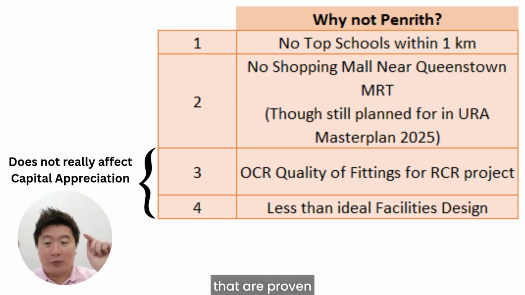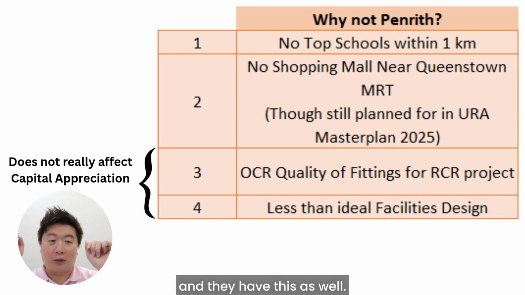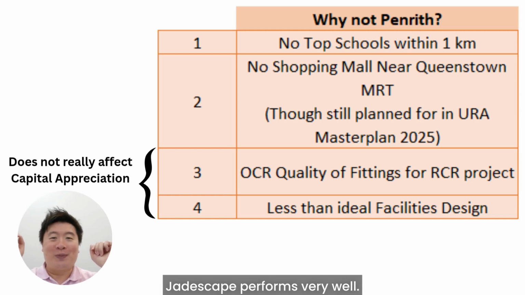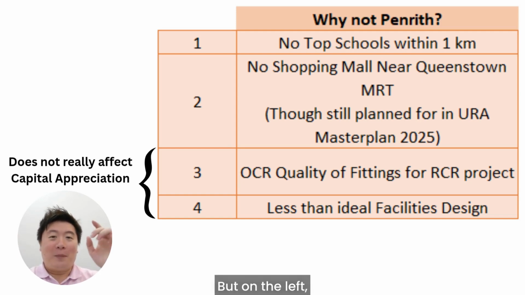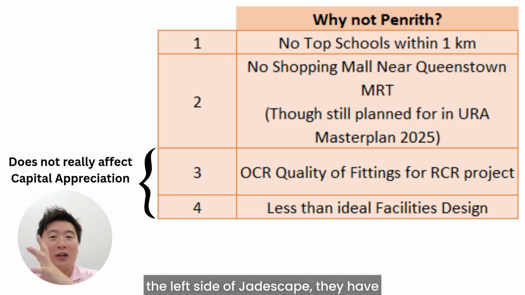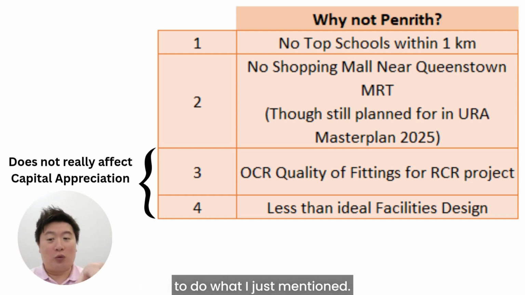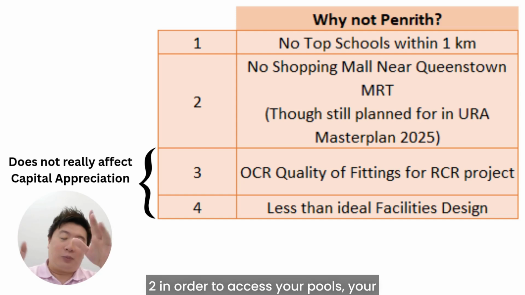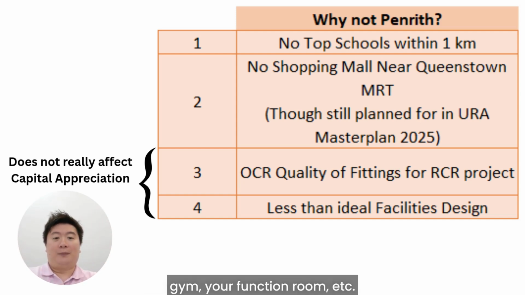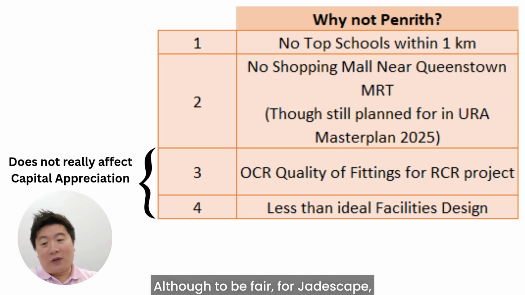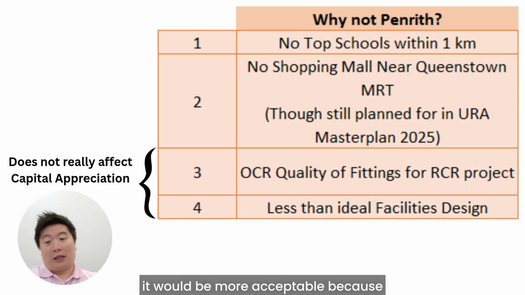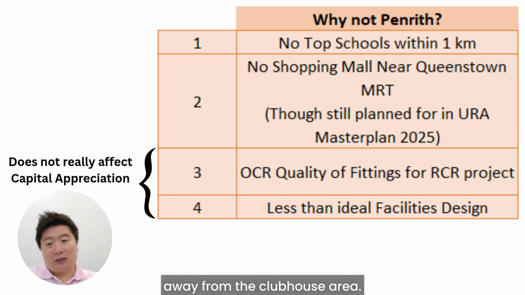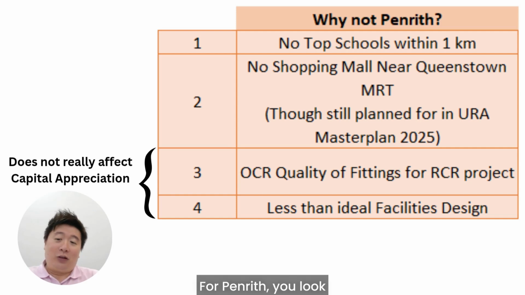Why? Because there are proven well performing projects that have this as well. You know which one I'm talking about? Jadescape. Jadescape performs very well. But the residential blocks on the left side of Jadescape have to do what I just mentioned, just like Penrith. You walk all the way to the facilities area, you take the lift from level 1 to level 2 in order to access your pools, your gym, your function room, etc. Exactly the same. Although, to be fair, for Jadescape it'd be more acceptable because the residential blocks are away from the clubhouse area. For Penrith, you look at it, it looks connected, but it's not. Anyway, does not really affect capital appreciation.